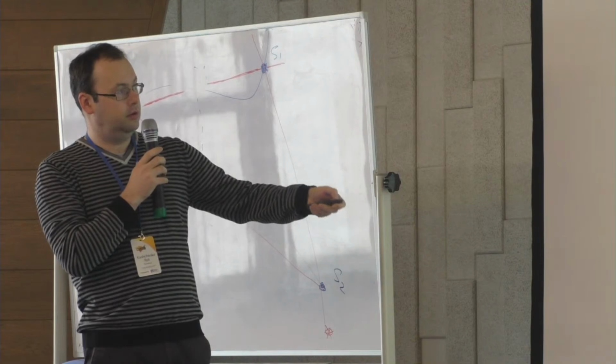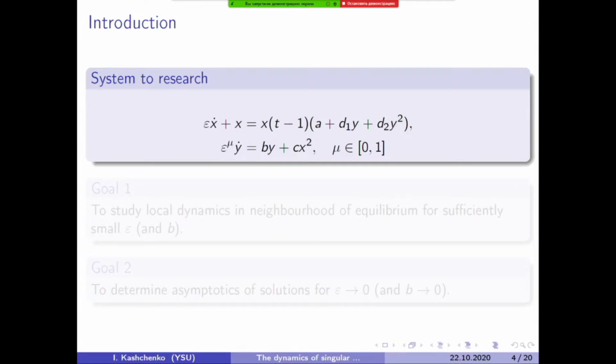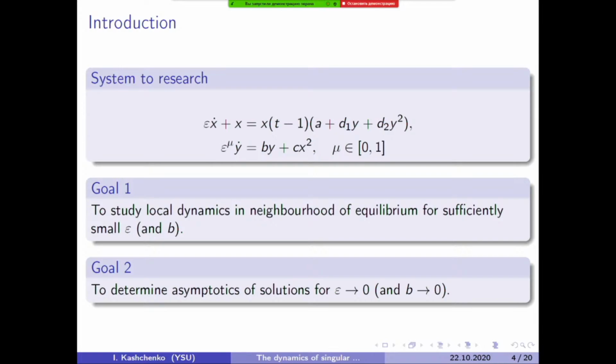Let me rewrite our system in this form. What is our main problem? What is our goal? It's easy to see that we have a zero solution, x equal to 0 and y equal to 0. It's an equilibrium, and let's first study the local dynamics in a neighborhood of this equilibrium for sufficiently small epsilon and maybe sufficiently small parameter b. And the second goal is to determine asymptotics of solutions for small enough epsilon and small enough b.